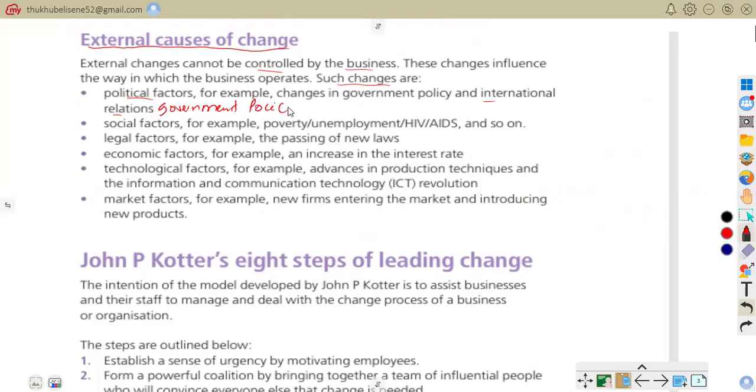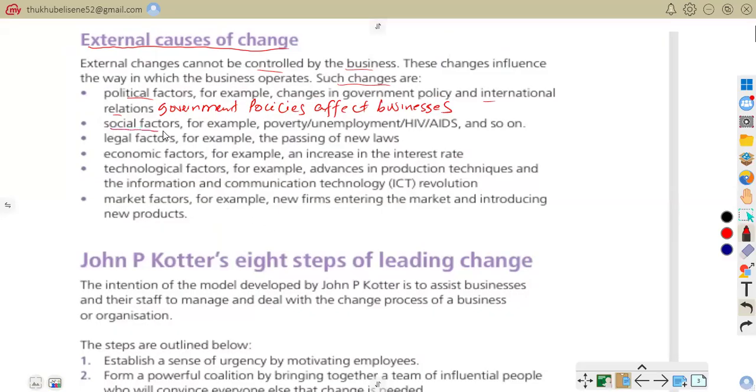Government policies do affect businesses. We can talk of new tax laws affecting the business. Those are external causes of change. You are forced to go through such change because the business cannot control these external changes, and they influence the way in which business operates.